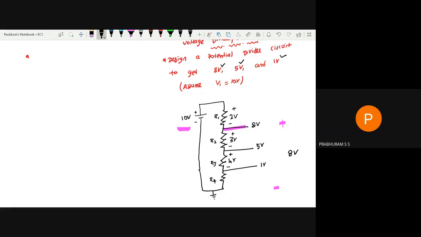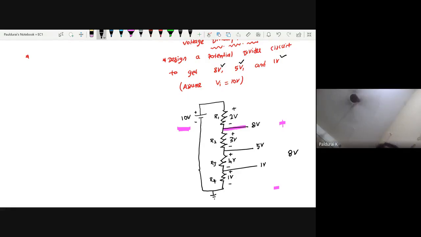Sir, in R4 there is a 1 volt drop. Now if we add all these, you will end up with 10 volt, right? So the applied voltage is equal to the sum of all dropped voltages. Yeah, very good. You justify in your own language.